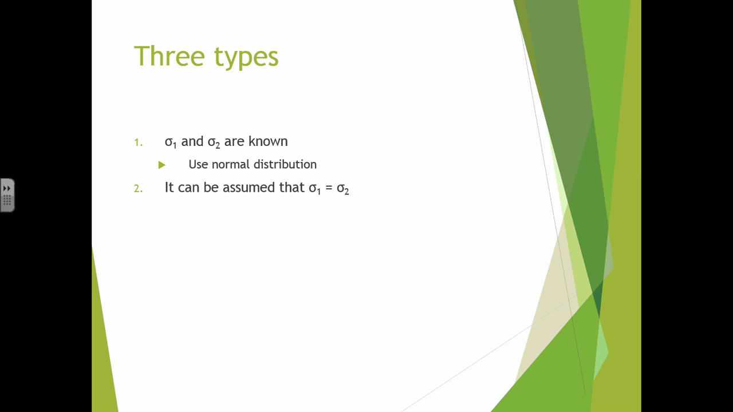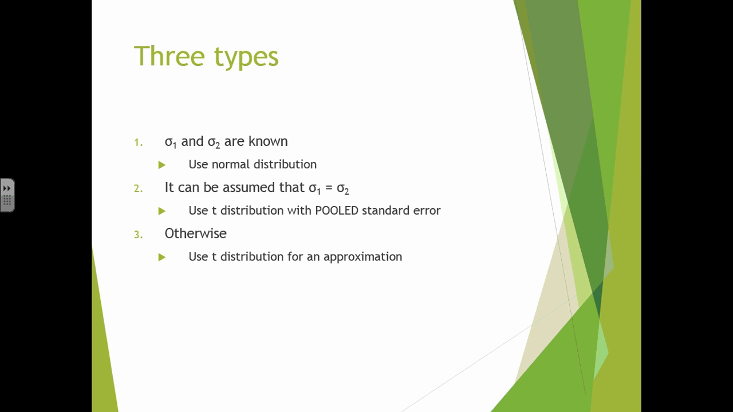Sometimes, if it can be assumed that the two standard deviations are equal to each other, even if we don't know what they are, but we can assume that they're equal to each other, then we're going to use a t-distribution with the pooled standard error. And otherwise, we're going to use the t-distribution for an approximation.